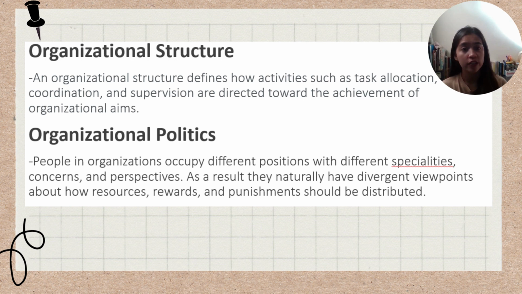Then next is the organizational politics, which is that the people in an organization occupy different positions with different specialties, concerns, and perspectives. As a result, they have divergent viewpoints about how resources, rewards, and punishment should be distributed.